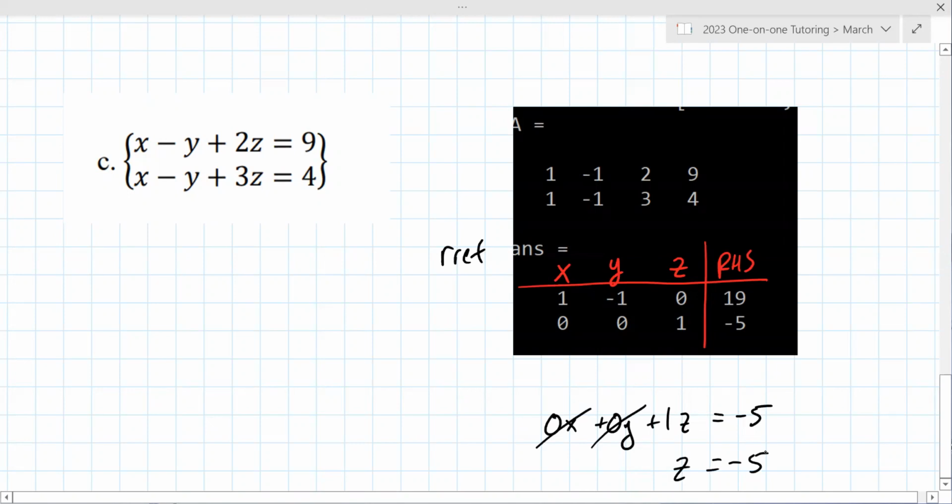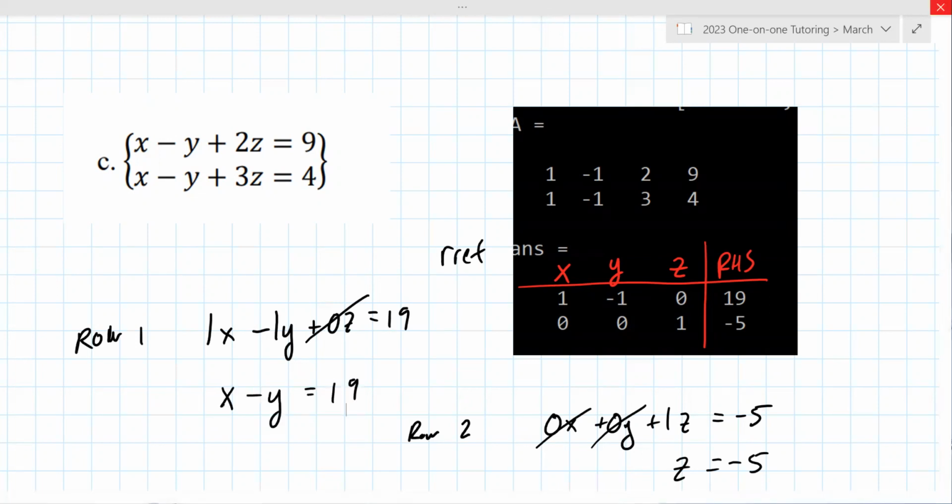Is that clear? Yeah. So then our X and Y, well, we're going to do the same thing for row 1. Row 1 is 1x, you're taking that 1 and multiplying by x, minus 1y plus 0z equals 19. So 0 times anything is 0, we don't care about that. And your answer here is x minus y equals 19.